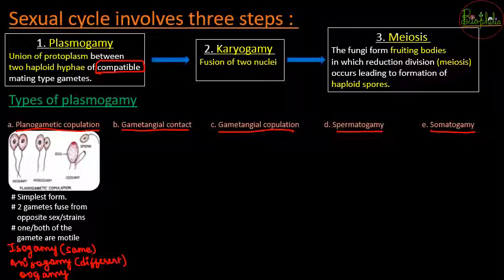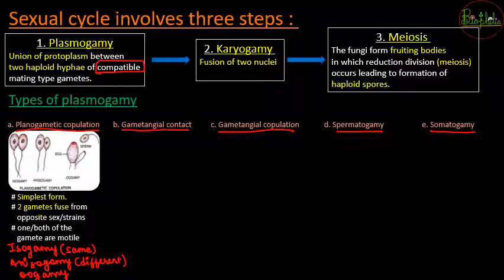Now as for planogametic copulation, that type of plasmogamy is going to be the simplest form that occurs. And in that, again, as I told you, there are going to be 2 gametes fusing, coming from the opposite strains of fungi. Majorly one needs to be compulsorily motile, or in some cases both can be motile. So that was about planogametic copulation.